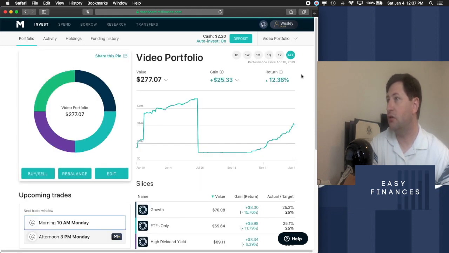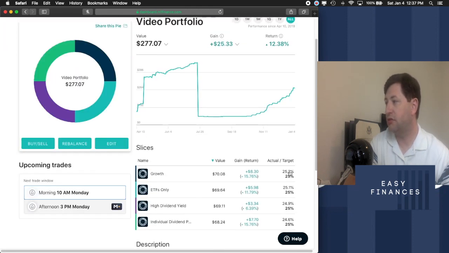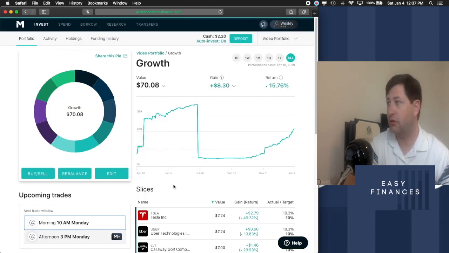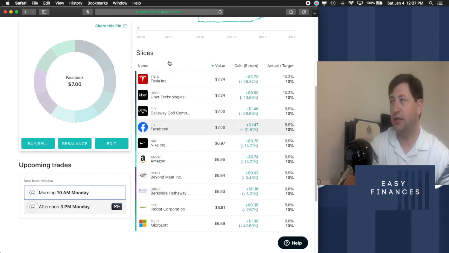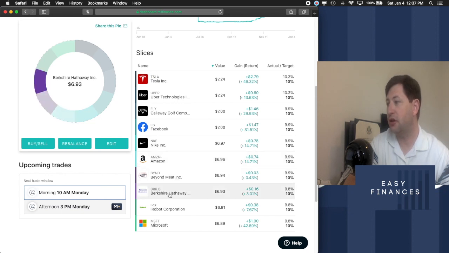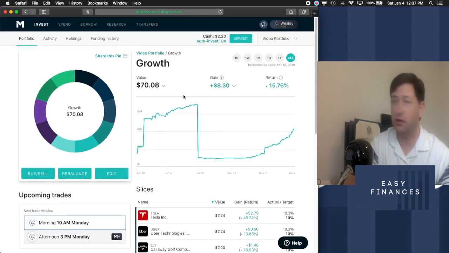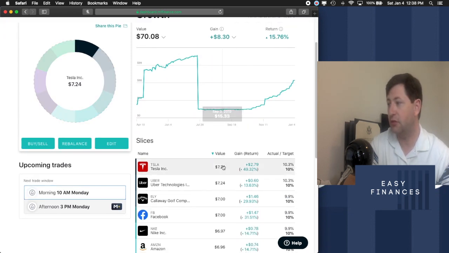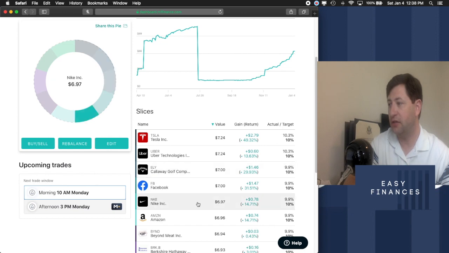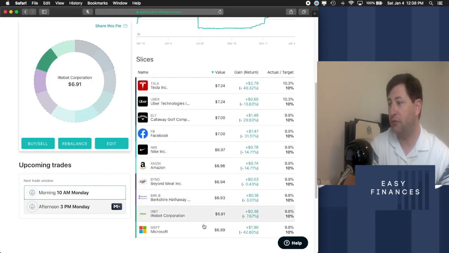So overall, going forward with those changes that we've made, we've covered the growth portfolio. You can see what's in it: Tesla, Uber, Eli, which is Callaway Golf Company, Facebook, Nike, Amazon, Beyond Meat, Berkshire Hathaway, iRobot, and Microsoft. In this particular portfolio, we're not looking for dividends, but we do collect some dividends from some companies. I know Eli pays out, Nike pays out, and I believe Microsoft as well.